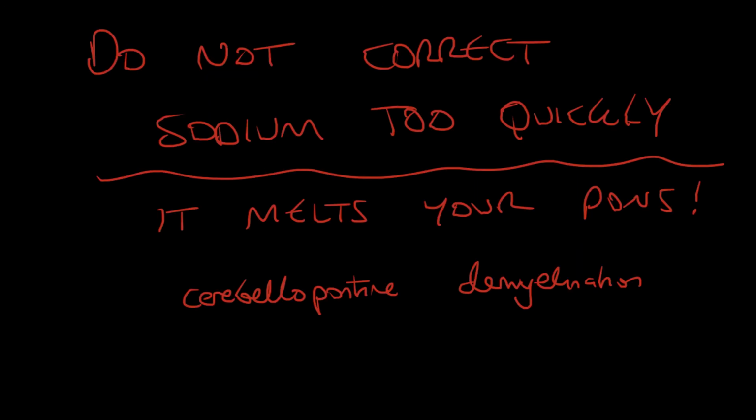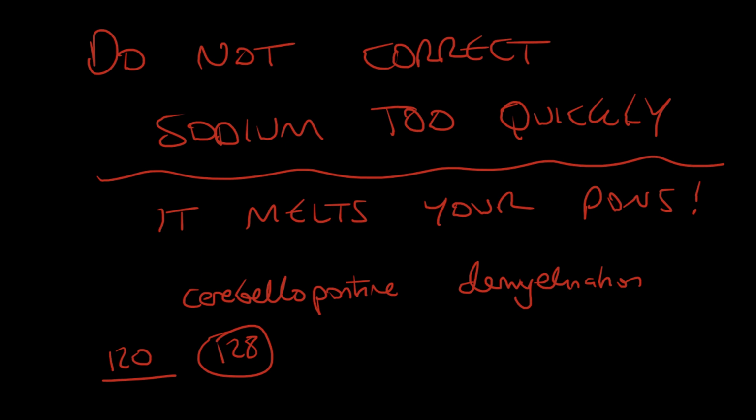Do not correct sodium too quickly, it melts your pons. It causes cerebellopontine demyelination when you rapidly replace sodium. The serum sodium should generally be corrected at a rate that does not exceed 8 millimoles per day. So for example, if you have a level of 120 for sodium, you would want it within 24 hours to be no more than 128.